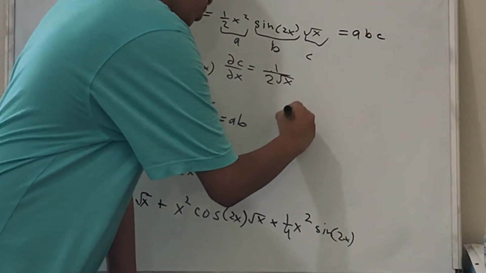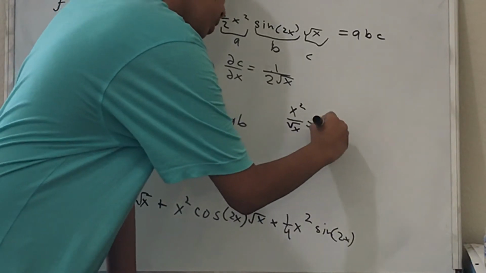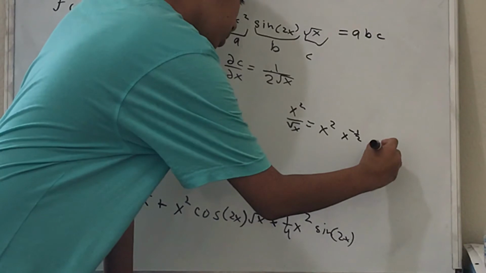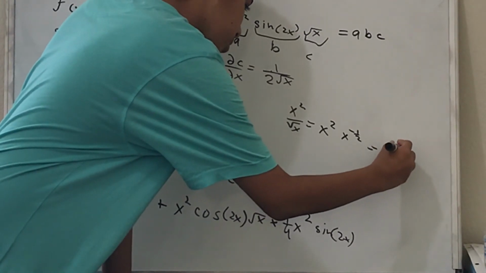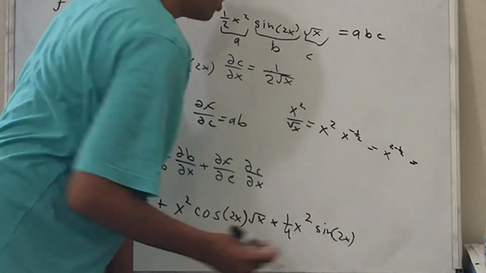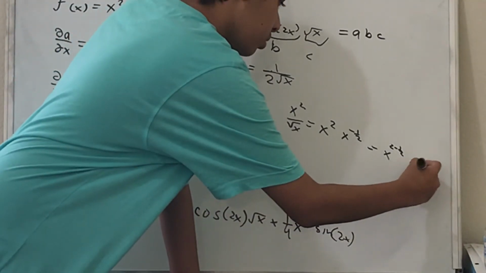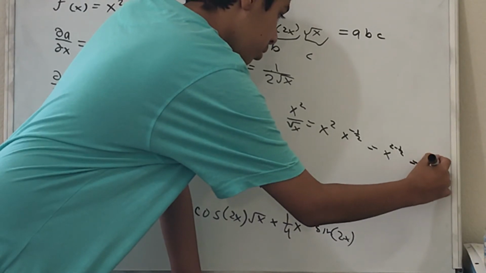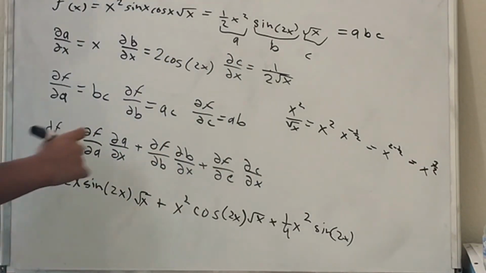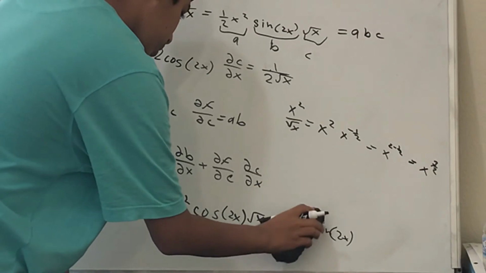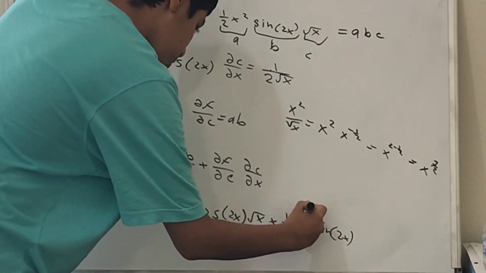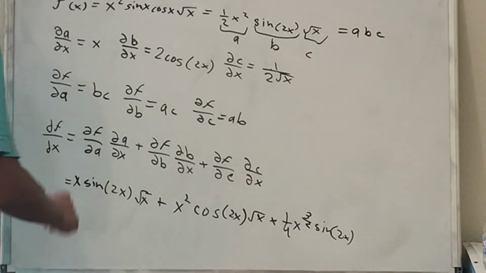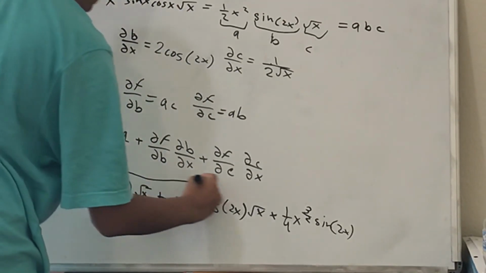So we have x squared divided by square root of x, which is x squared times x to the negative 1/2, or just x to the 2 minus a half, which turns out to be x to the 1 and 1/2, or 3/2. There we go. So go ahead, put that right here. Okay, so here's our answer for our derivative.